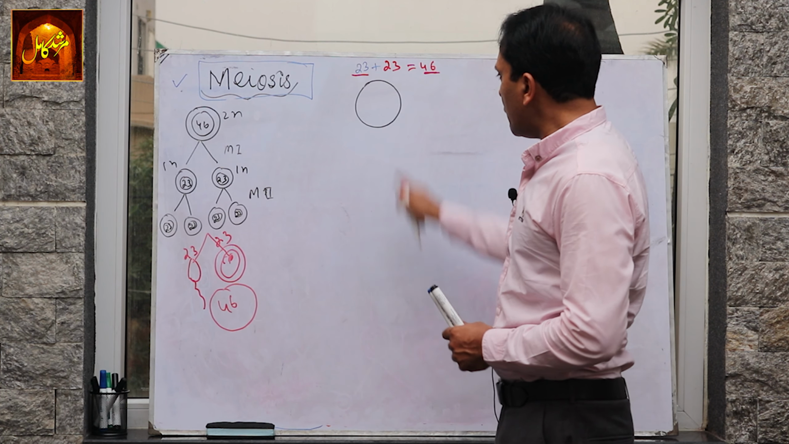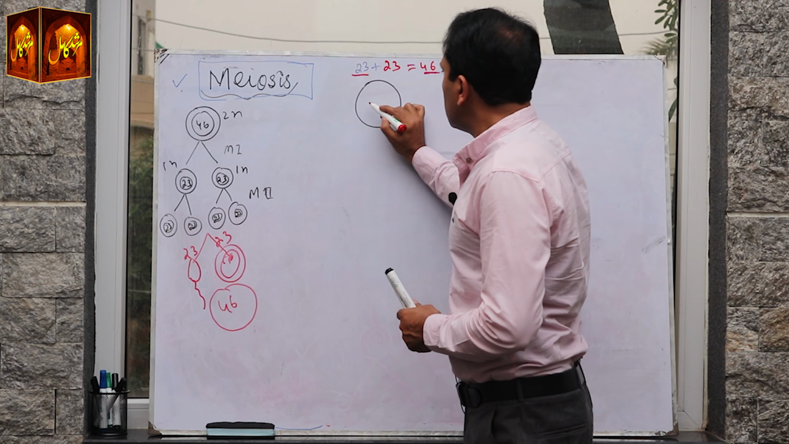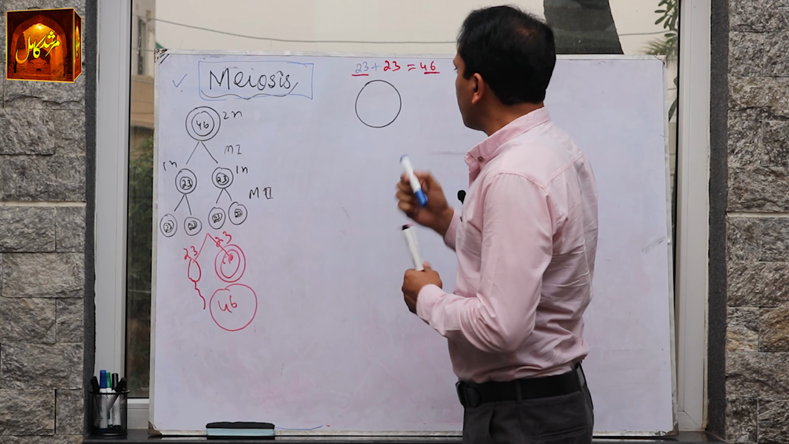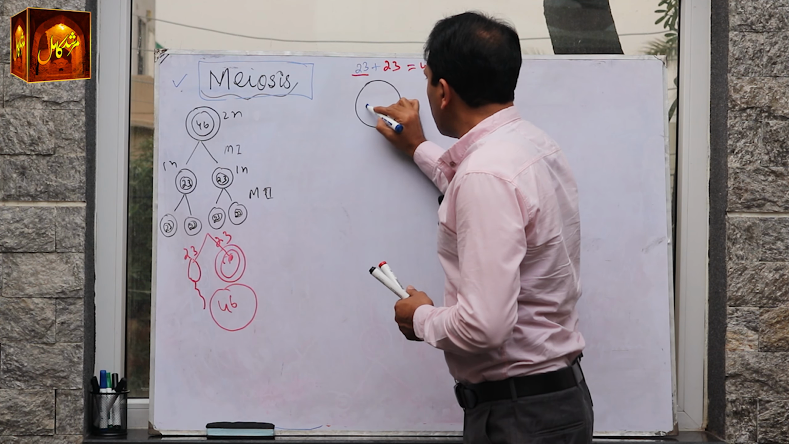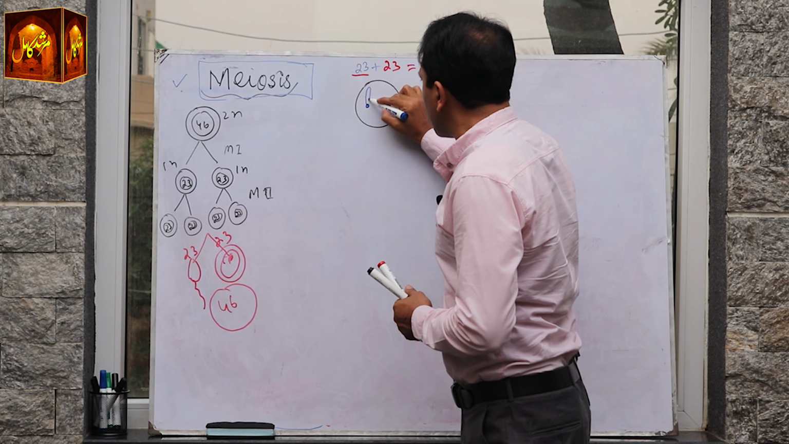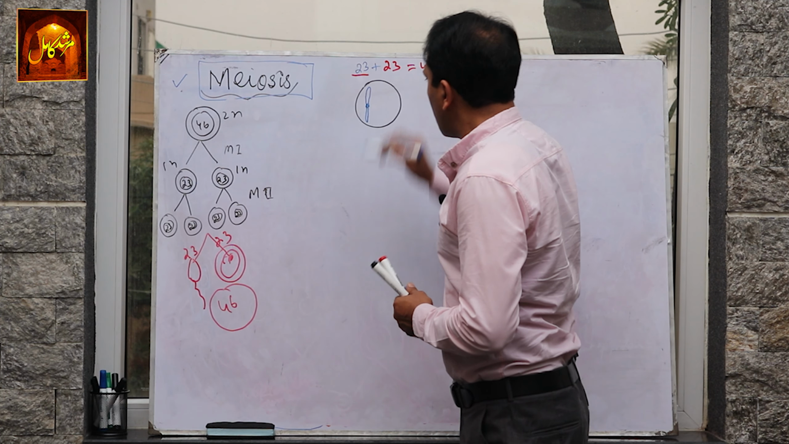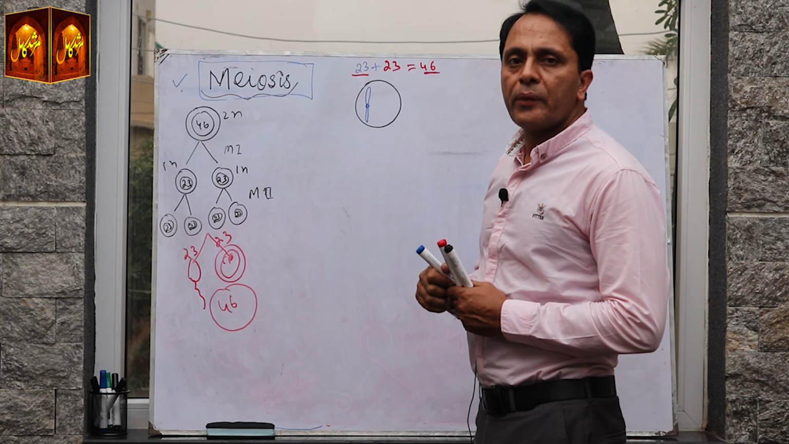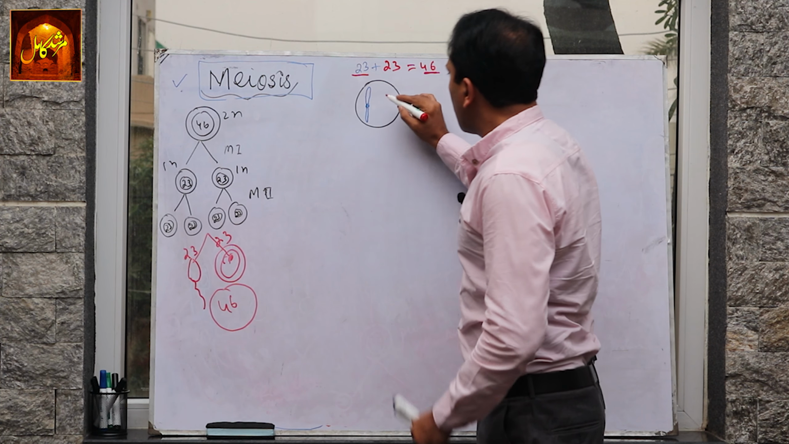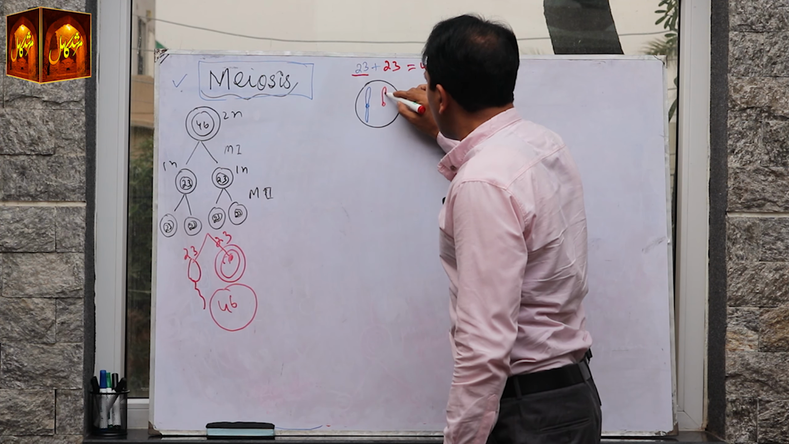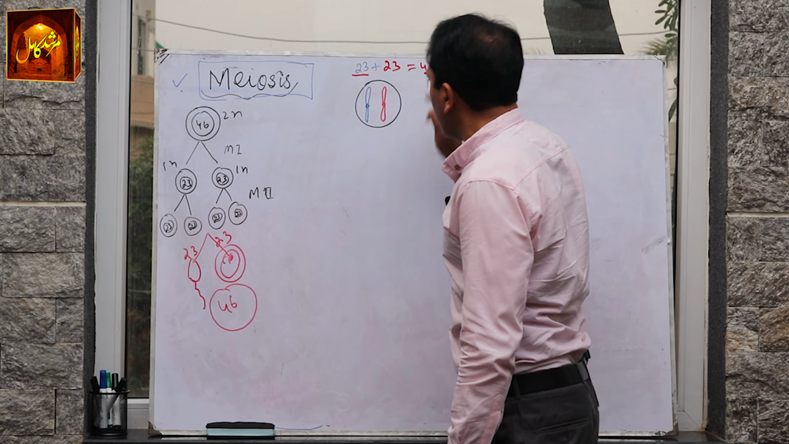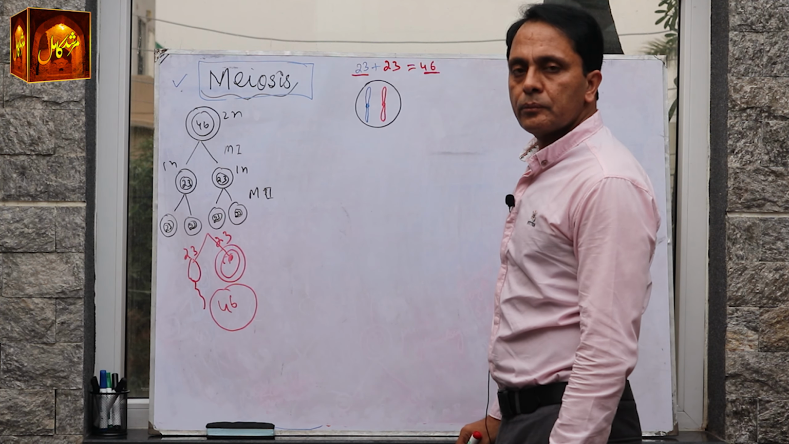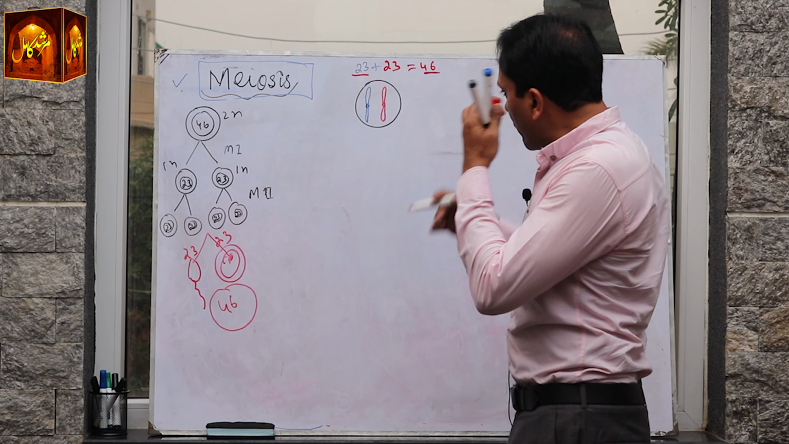So when we talk about the two types of chromosomes, I mean, this chromosome will represent a chromosome set from the father, and this will be a chromosome from the mother. Okay, what happens next?